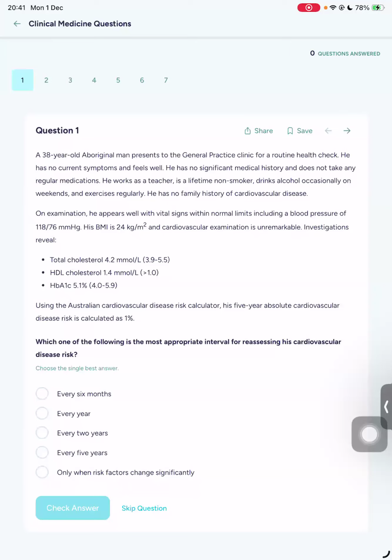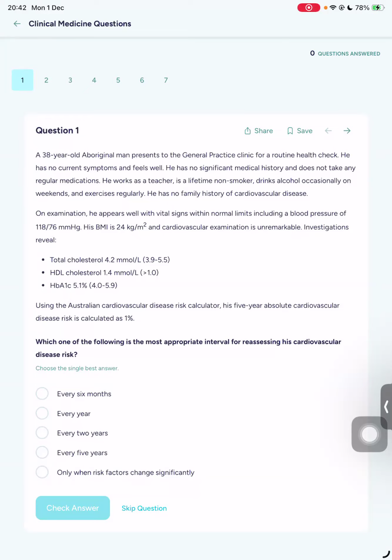Investigation revealed total cholesterol 4.2, normal, HDL cholesterol 1.4, normal, more than 1 is normal. HDL means good cholesterol, right? HbA1c 5.8, normal. Using the Australian cardiovascular risk calculator, his 5-year absolute cardiovascular disease risk is calculated as 1%.